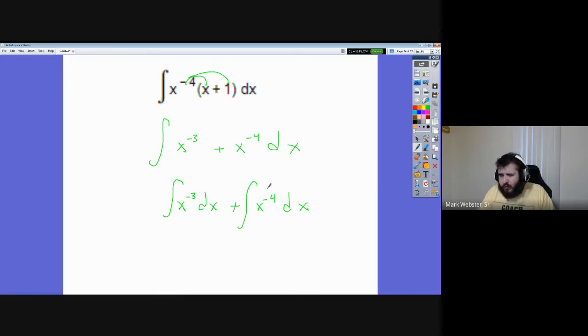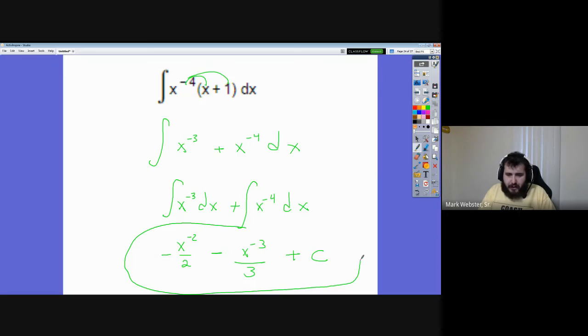And we know how to do this. Raise the exponent by 1, divide by the new exponent. So we've got x to the negative 2 over negative 2, minus, right? And then here we're going to have a minus. I'll put the minus sign down already because I know that this is going to be negative. Raise it up to the negative 3. And I've divided by negative 3, but I brought the negative sign up here. Plus c.